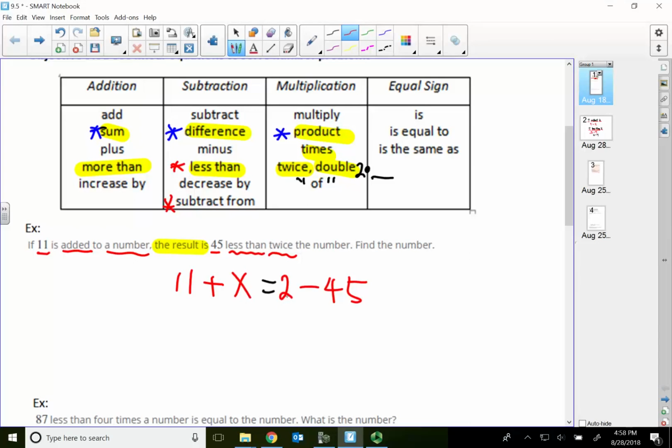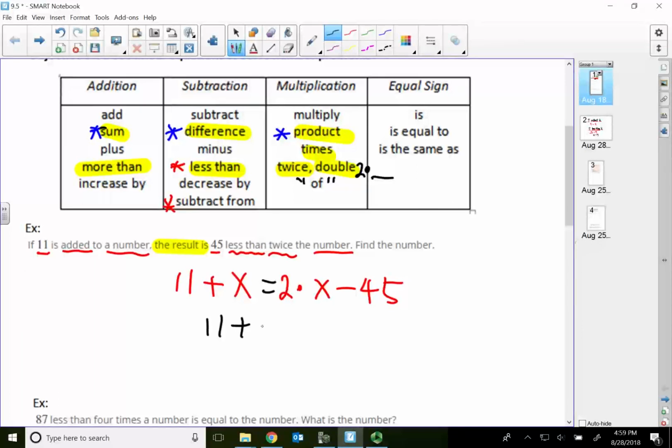So I'm going backwards. I'm going back to the left. Twice means 2 times. 2 times who? The number x. So this problem is basically translated into 11 plus x is equal to 2 times x minus 45. Okay. So let's solve for x.